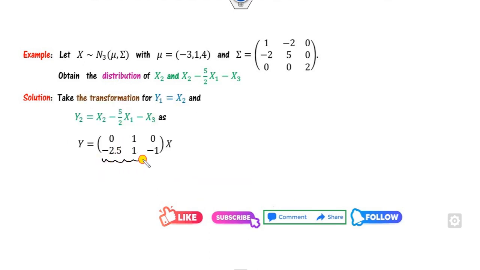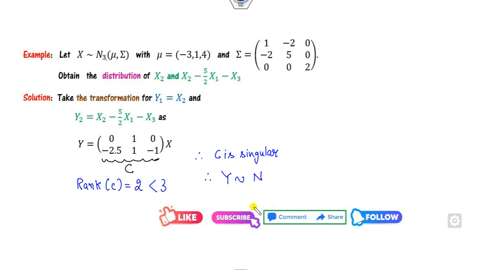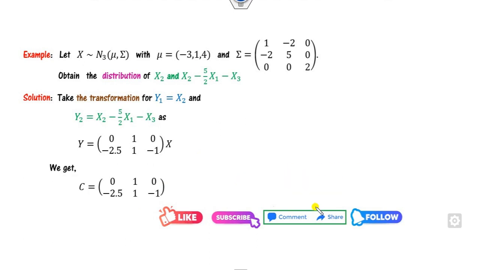Now this is my C. Check whether it is singular or non-singular. What is the rank of this C? Clearly the rank is 2, because there are 2 non-zero rows, which is less than the number of columns. So therefore C is my singular. So once it is singular, Y will follow again the normal distribution with rank 2. That is a bivariate normal distribution. Fine. So you can substitute here, you will get the bivariate normal distribution.